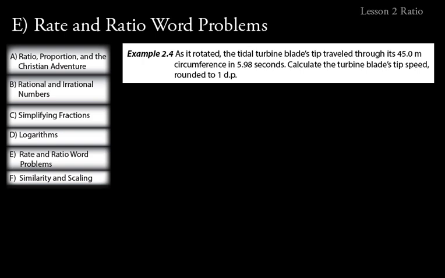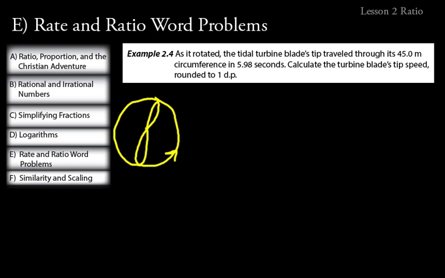As it rotated, the tidal turbine's blade tip traveled through its 45-meter circumference in 5.98 seconds. Calculate the turbine blade's tip speed rounded to 1 decimal place. So we have this turbine, maybe some kind of propeller shape, and just think about it. It's going to rotate through a circular pattern, right? That's why we talk about its circumference. And so that is 45 meters. So it goes that whole distance in 5.98 seconds.